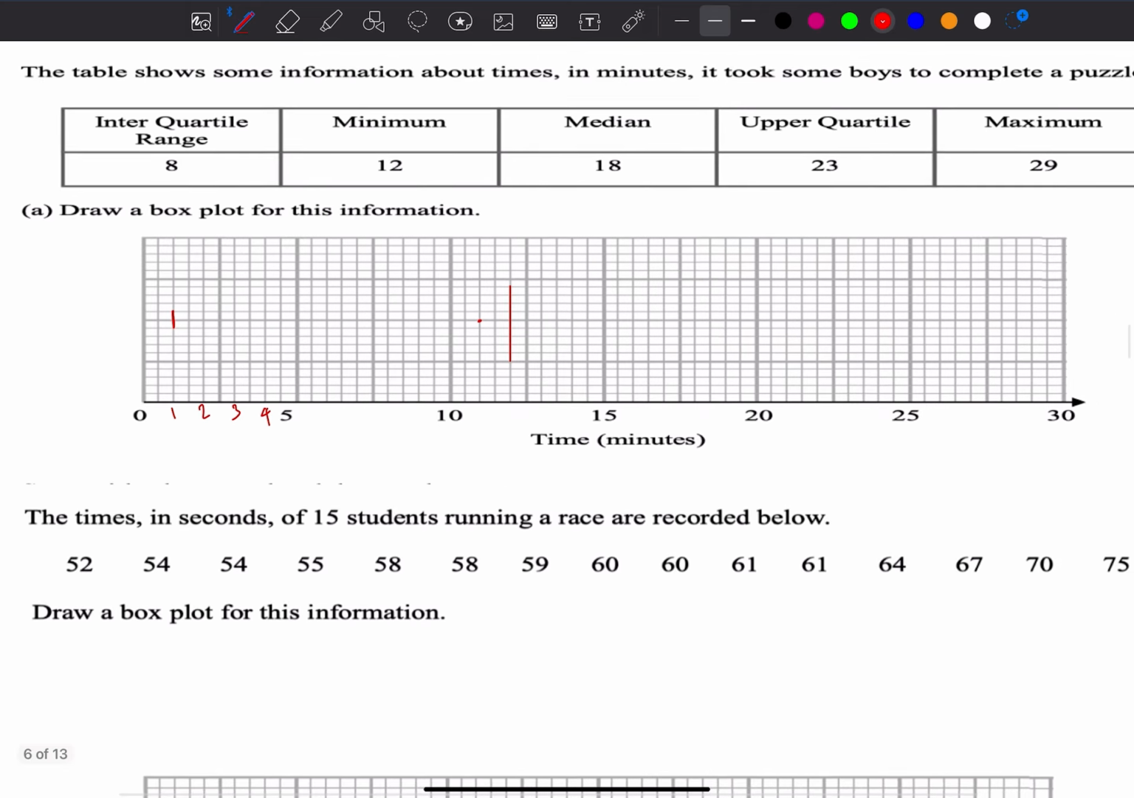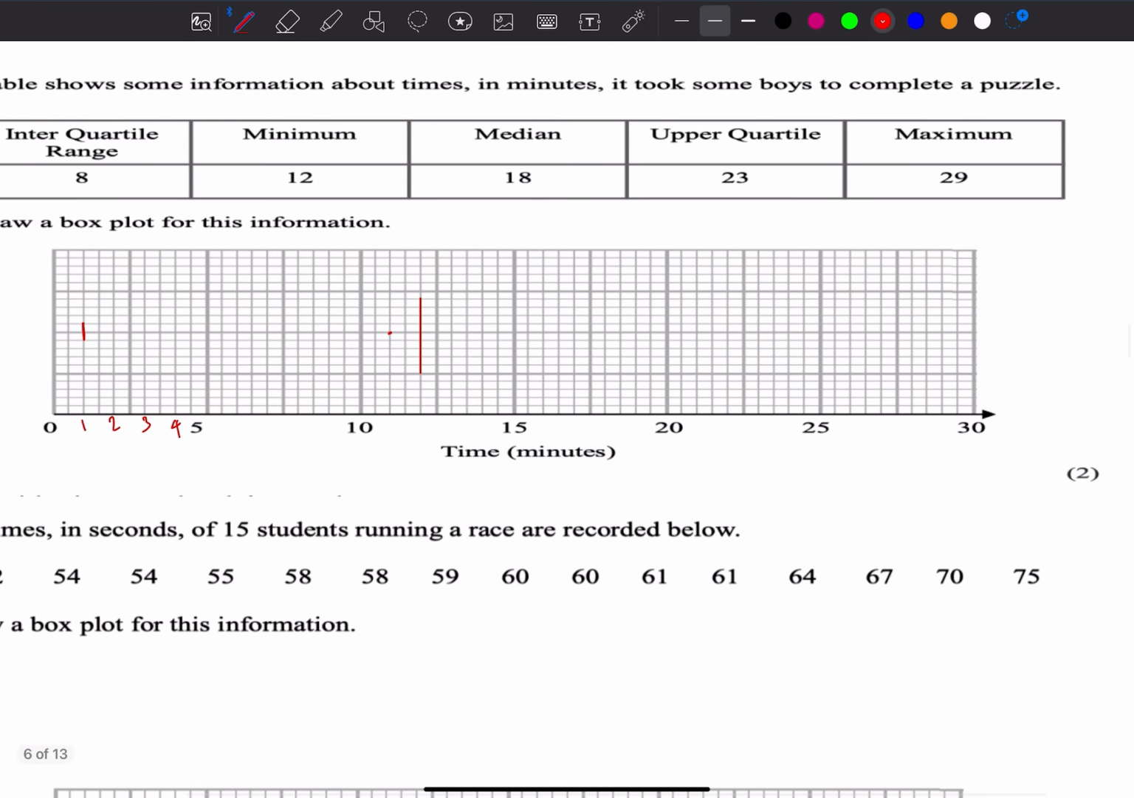Median. Median is 18. So that's 15, 16, 17, 18. That's your median. There you go. That's done. Upper quartile is 23. Maximum is 29. Okay, 29. 30. So 29 must be here then.